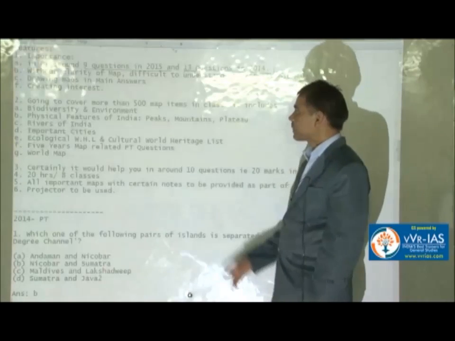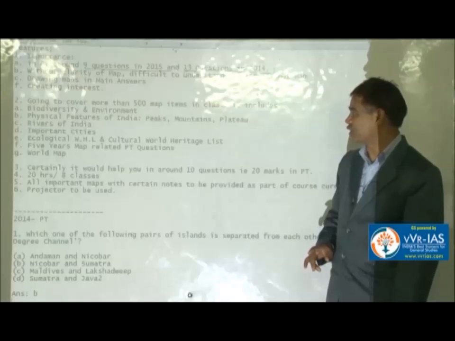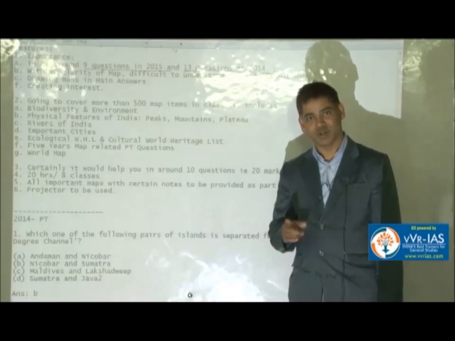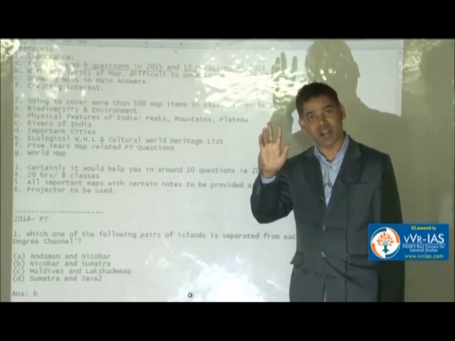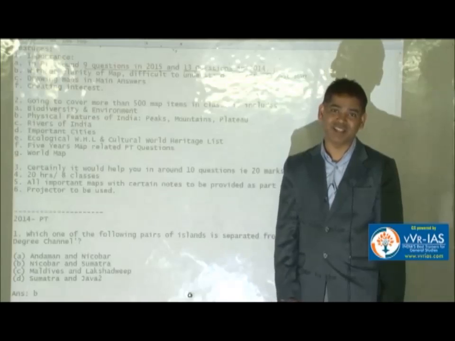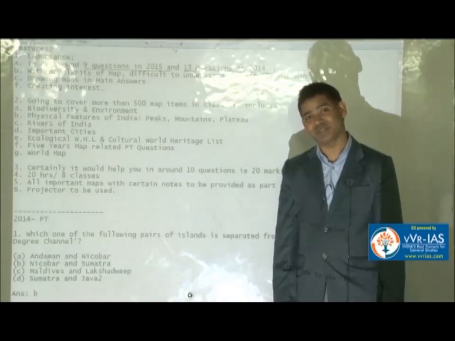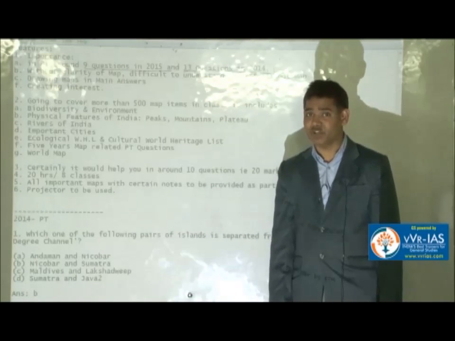Now you see another important feature of this particular course of geography through map. In geography through map we are going to cover around 500 map items. You will be surprised at how we are going to cover around 500 map items. Let me categorize it and you will get the confidence.